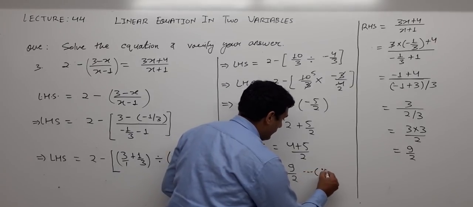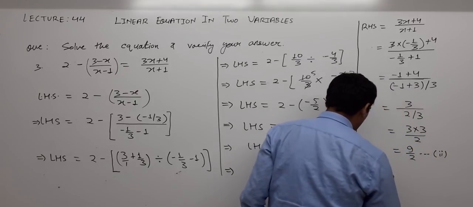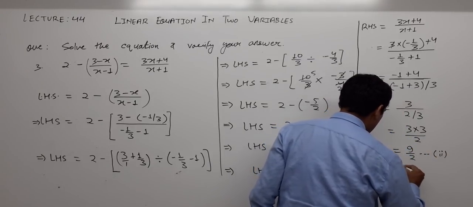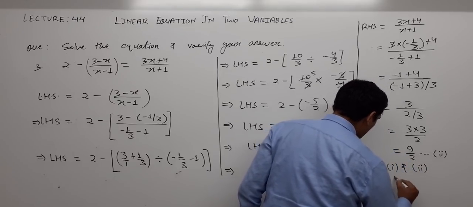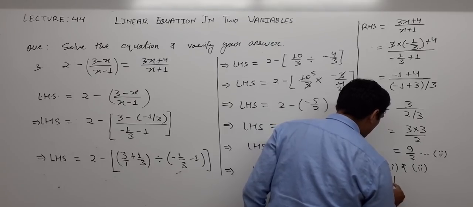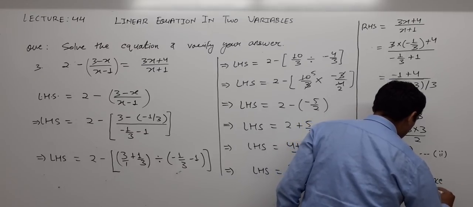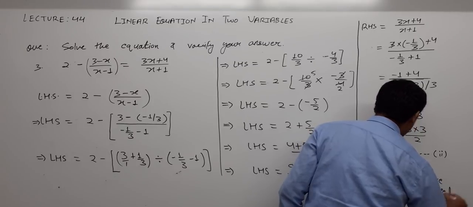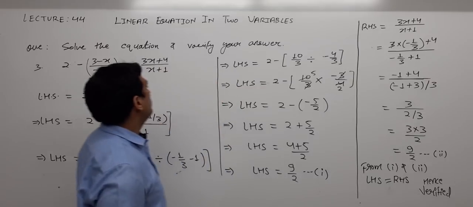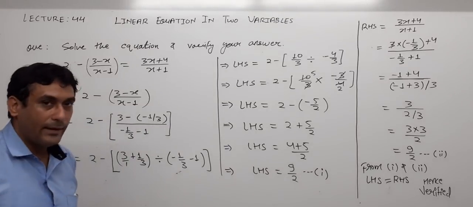Let us say this is equation number 1, and this is equation number 2. So here I can write from first and second, LHS is equal to RHS, hence verified. Okay, so that's all about the verification. Now please note down this verification. Then come to the next concept.